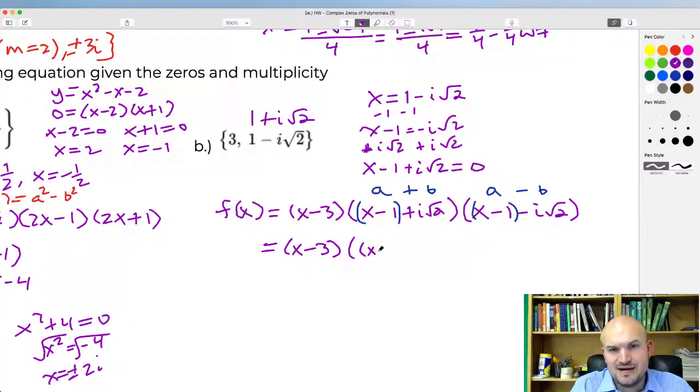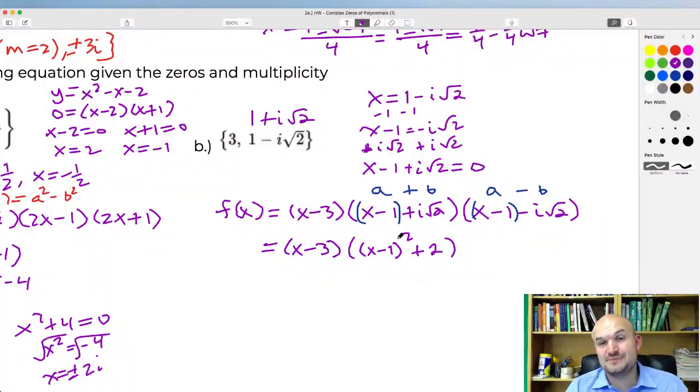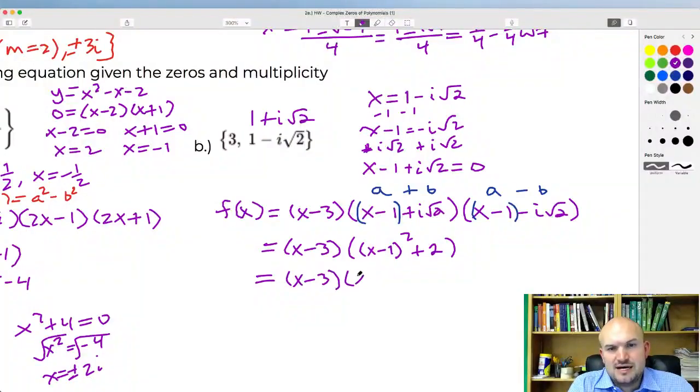Here, I'm going to have x minus 1 times x minus 1 is x minus 1 squared. Here, I'm going to have a negative i times a negative i is a negative i squared. Well, i squared is negative 1, so that's going to be a positive 1. So that's going to give me, and then square root of 2 times square root of 2 is going to be 2, so that'd be a plus 2. Okay, now I can expand the x minus 1 squared, and that's just x minus 1 times x minus 1, so I'm left with x minus 3 times x squared minus 2x plus 1 plus 2.